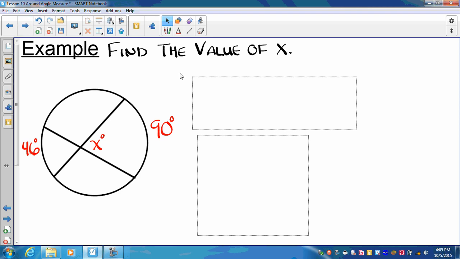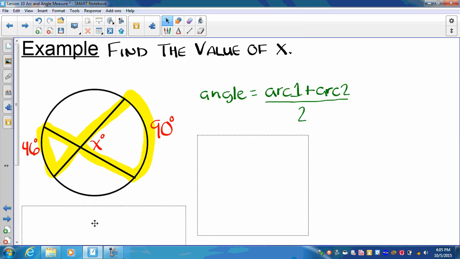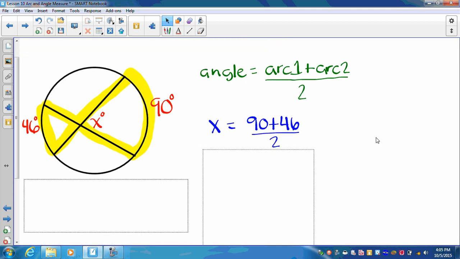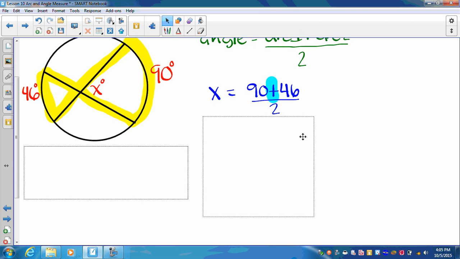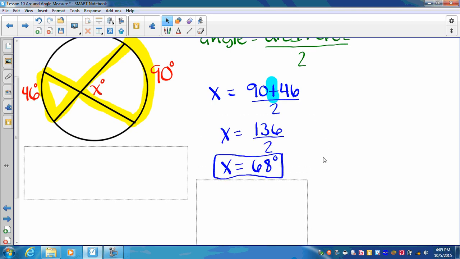Let's go ahead and pause here and try this one, find the value of X. So again, I'm going to check that these are the appropriate arcs. And X does interact with 46 and 90. So I'll start with the equation. X goes in for the angle this time, and I add the two arcs. Again, I'm going to highlight the fact that we're adding these two arcs. And I get that the angle is 68 degrees.